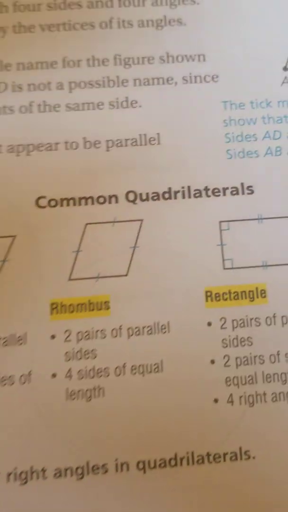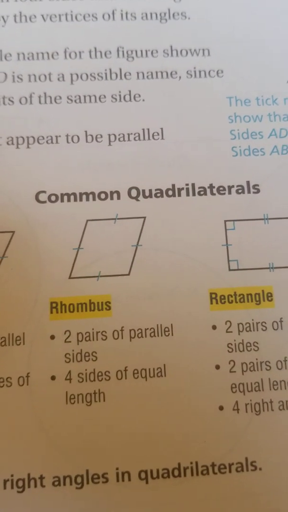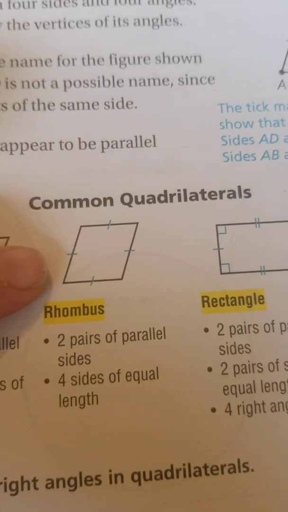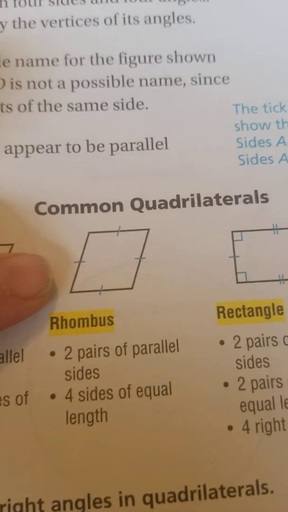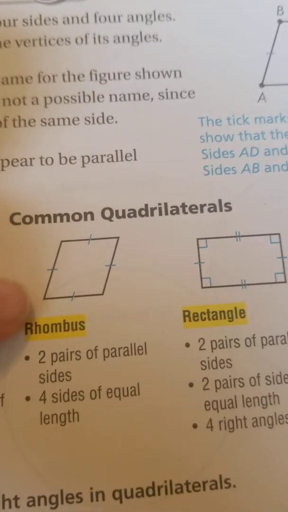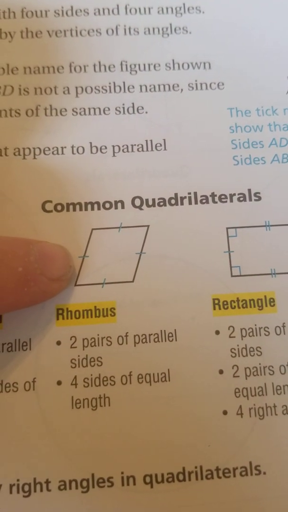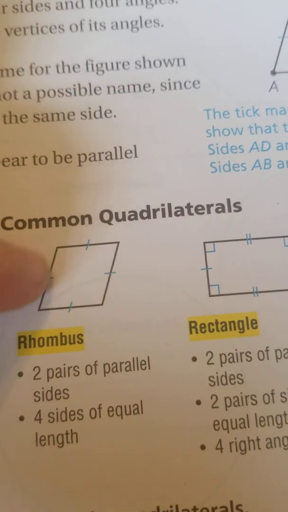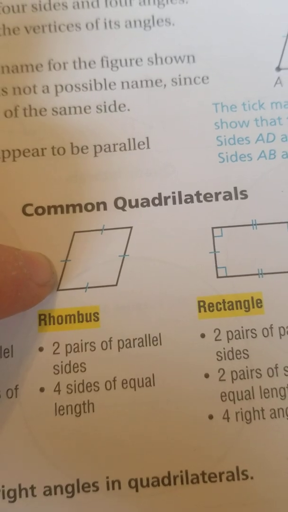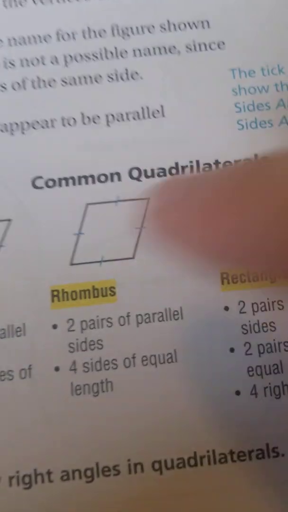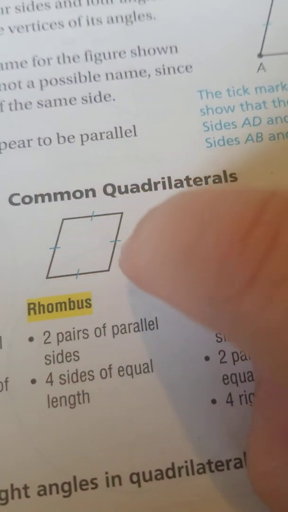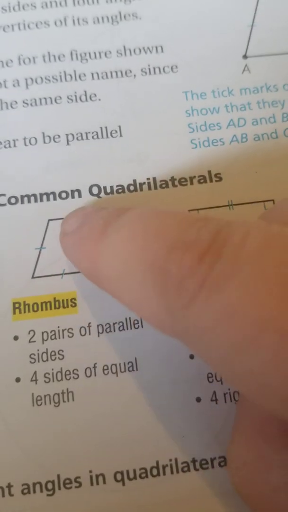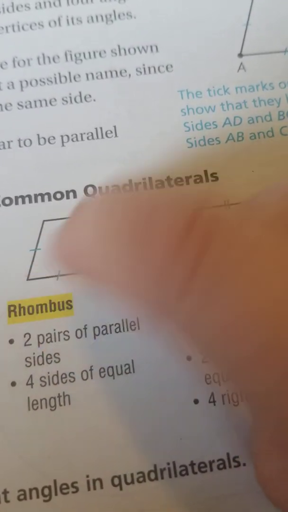Rhombuses, okay, they have two pairs of parallel sides, and all four sides are the exact same length. So we only have one tick mark here to show that these are all the same size. This side would obviously be parallel to this side. The top would be parallel to the bottom.